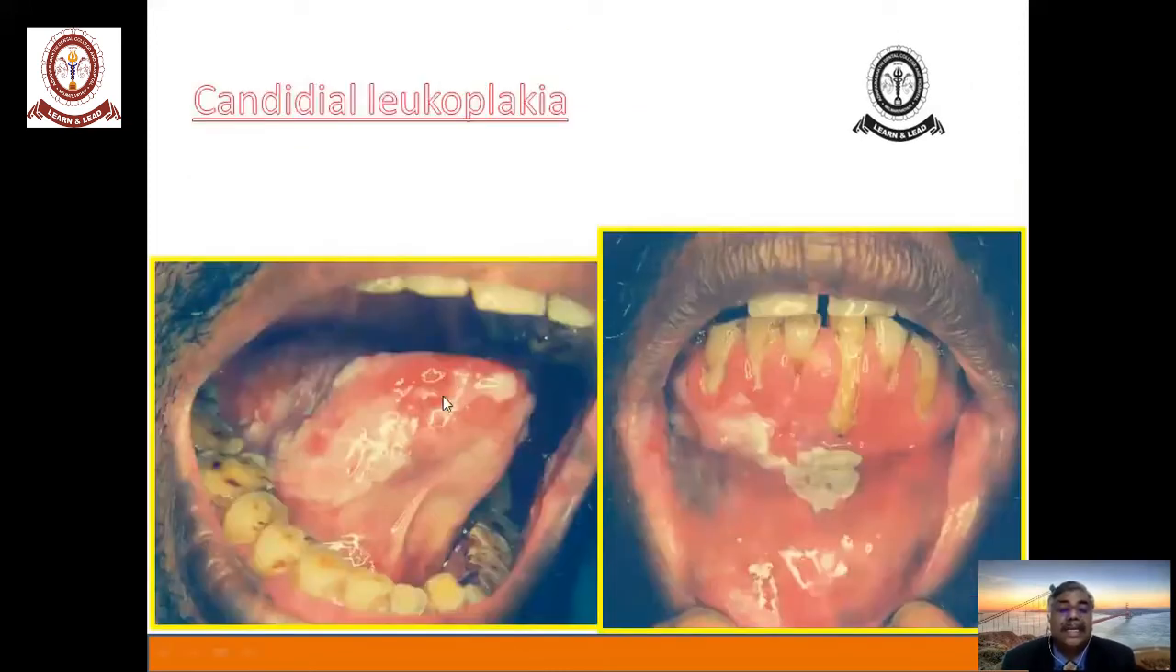This is another classical case where you can see a diffuse area of white patch which is non-scrapable, which was also extending into the gingiva and the alveolar mucosa, almost resembling proliferative verrucous leukoplakia. But to our surprise, it responded very well to the topical antifungal and the majority of the lesions disappeared.